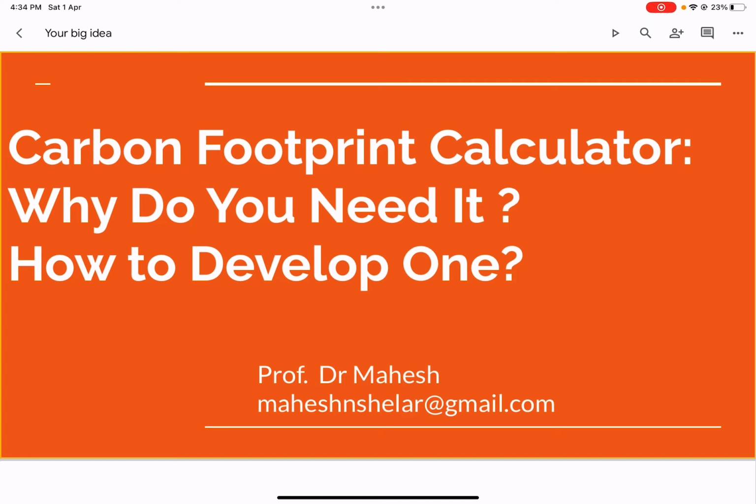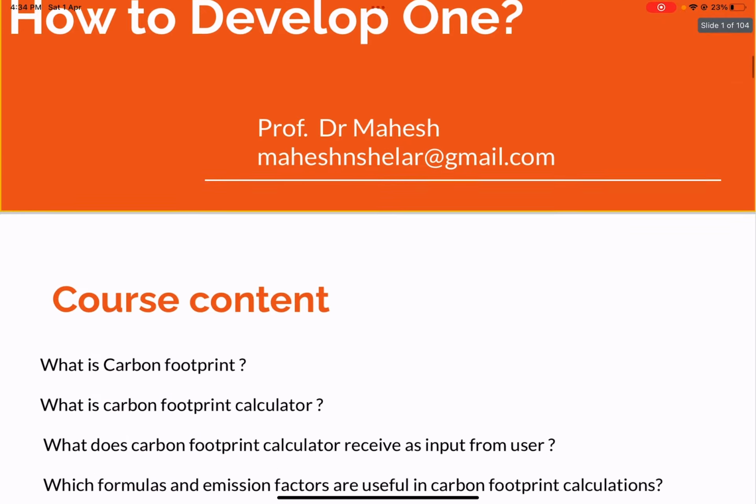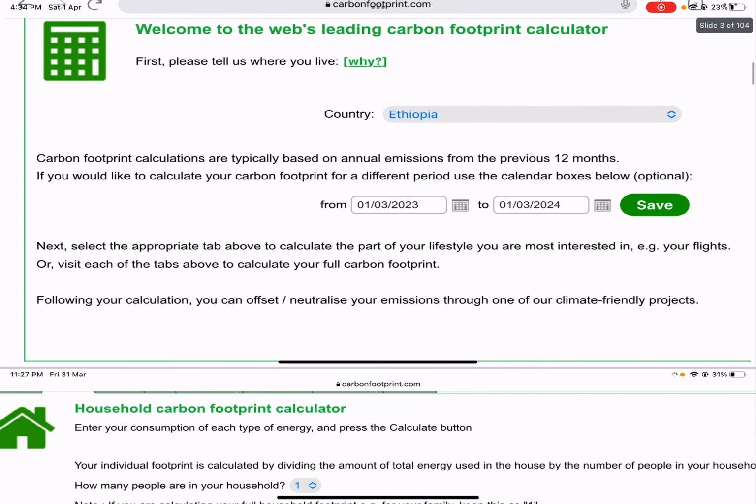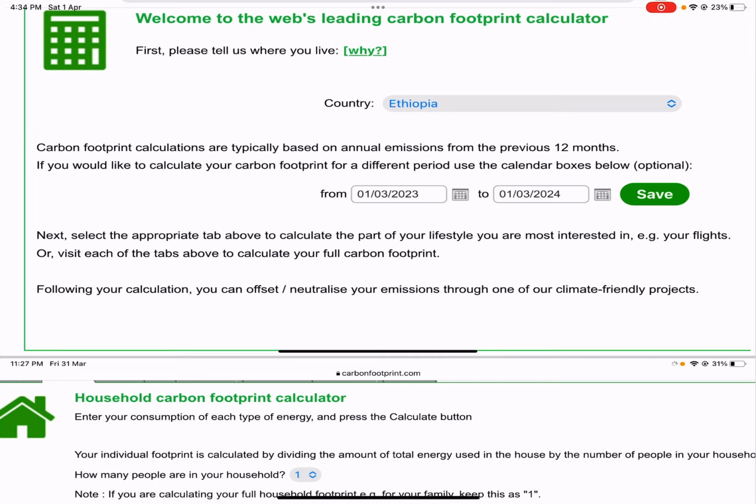When you design a carbon footprint calculator, a typical carbon footprint calculator for a household would look like this. This is one of the carbon footprint calculators available online, and you can also design a similar kind of calculator where you can just put some welcome message, right?